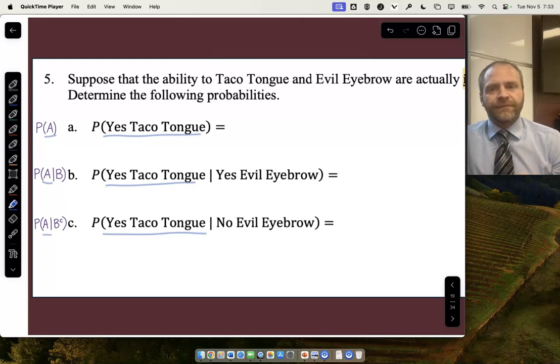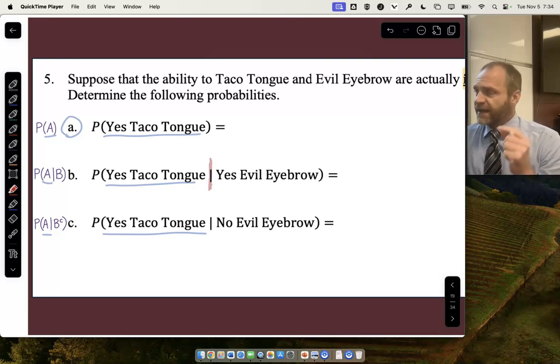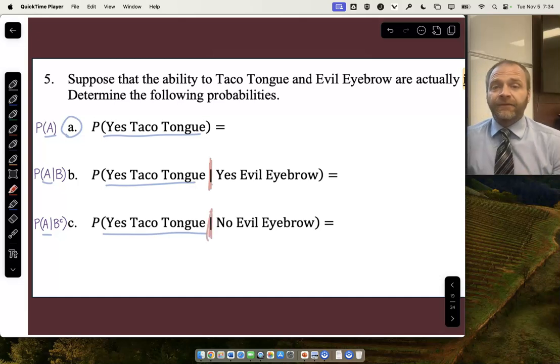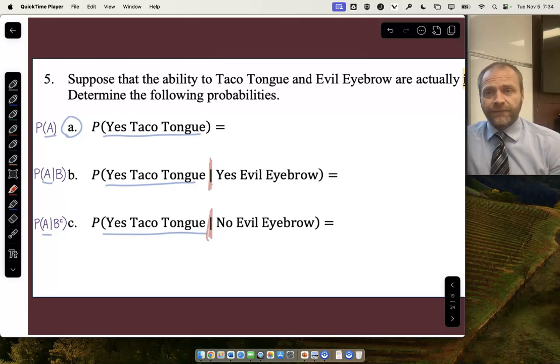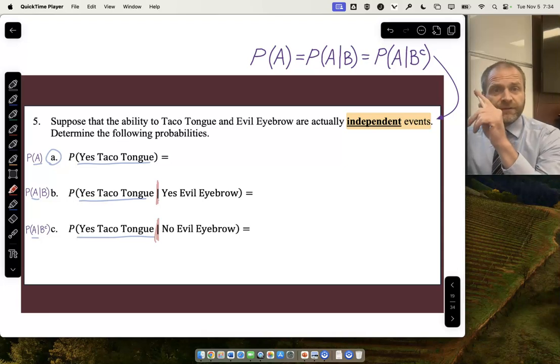You want to determine independence, probability independence. Now, does another event occurring change part A? And that's what this is saying. Hey, given that they can evil eyebrow, is that going to change that probability of talk or tongue? Given that they cannot evil eyebrow, which is the complement of part B, does that change the probability of yes, they can talk or tongue? And so really that's what that symbol in the symbolic form up here is trying to tell us: our A, our B, and our C here have to be equal to each other if they are independent.